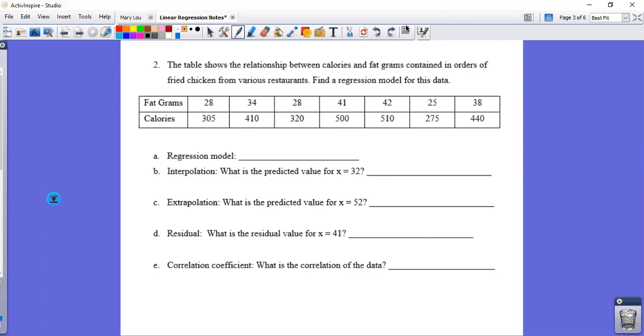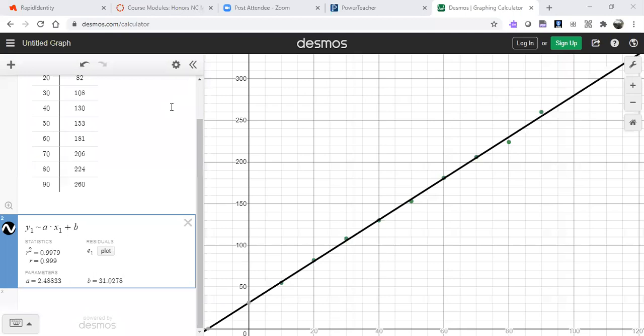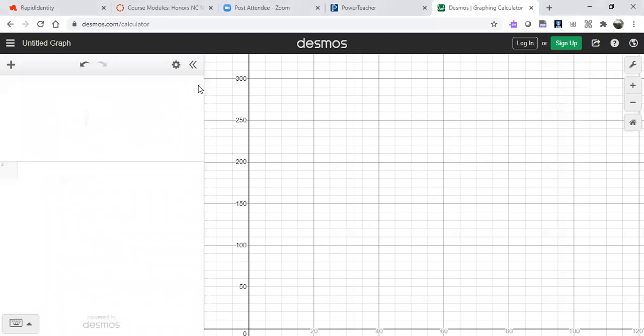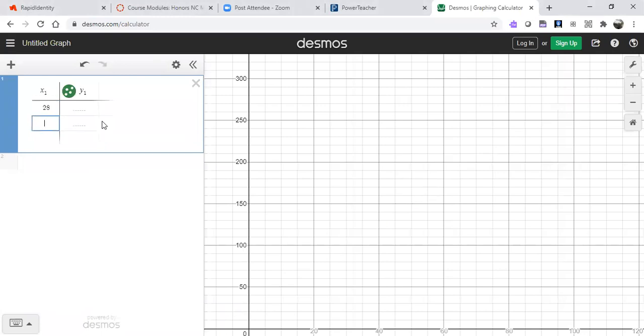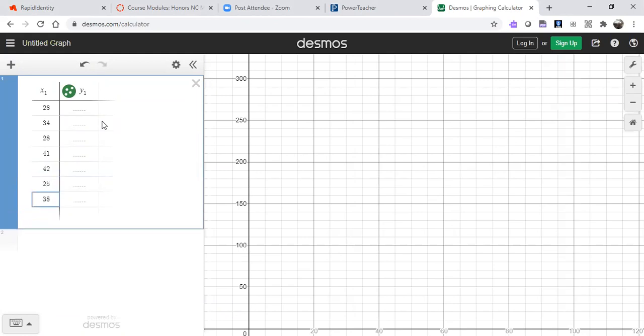So back in Desmos, I can just X out the old ones, start a new table, and this time they are not in any kind of order, so you'd have to type them all in. 34, 28 again, 41, 42, 25, 38. And it's important that each one of your X's has a Y value.